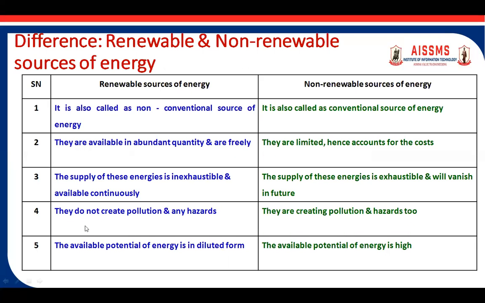Next difference again: renewable sources do not create pollution or any hazards. Non-renewable sources of energy, for example the energy obtained from coal, create pollution and hazardous gases which pollute the environment. And the last difference: the available potential of renewable energy is in diluted form, whereas in non-renewable sources the available potential energy is high.